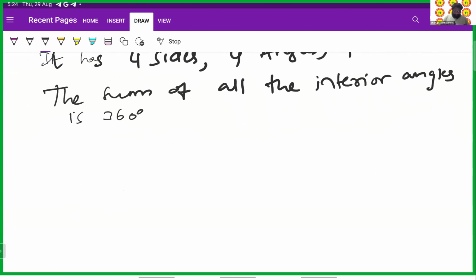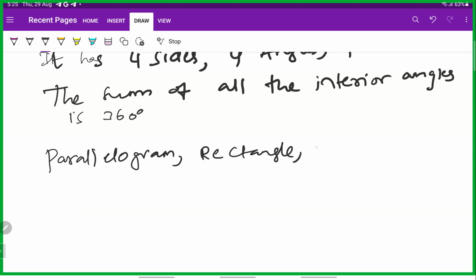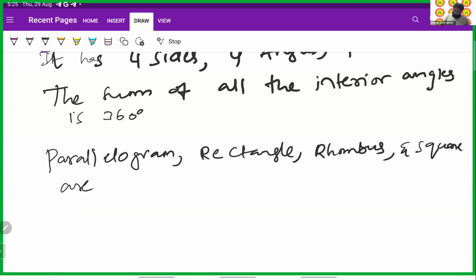So here, parallelogram, rectangle, rhombus, and square are types of quadrilateral.